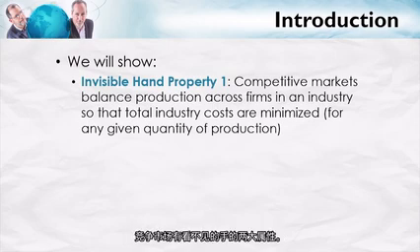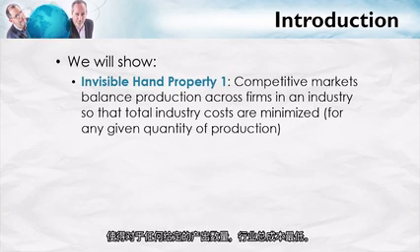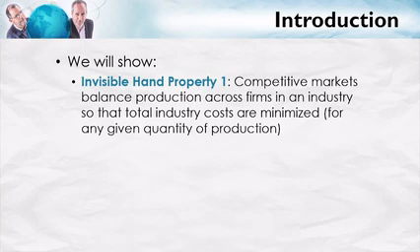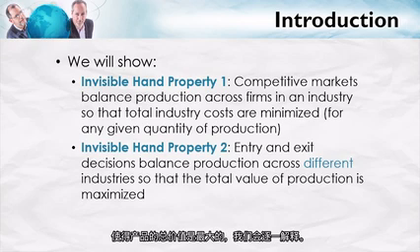We're going to show that competitive markets have two remarkable invisible hand properties. First, competitive markets balance production across firms in an industry so that total industry costs are minimized for any given quantity of production. Second, entry and exit decisions balance production across different industries so that the total value of production is maximized. And we'll explain each of these in turn.